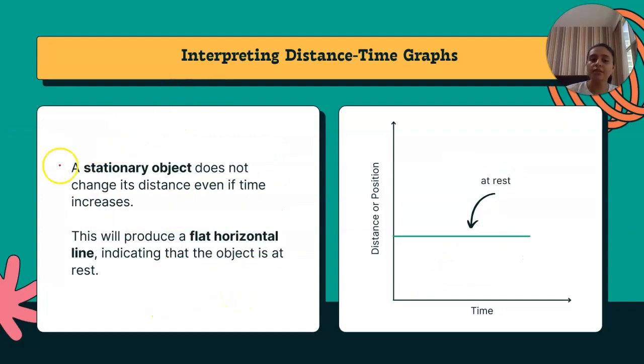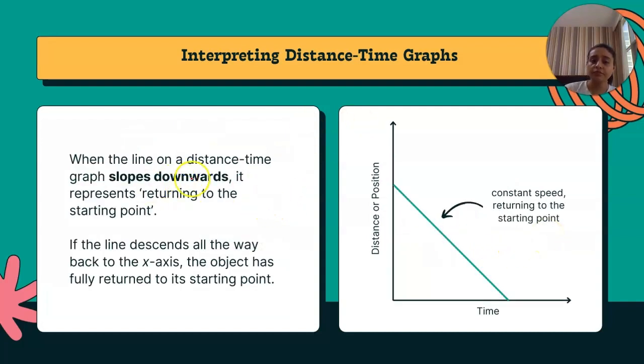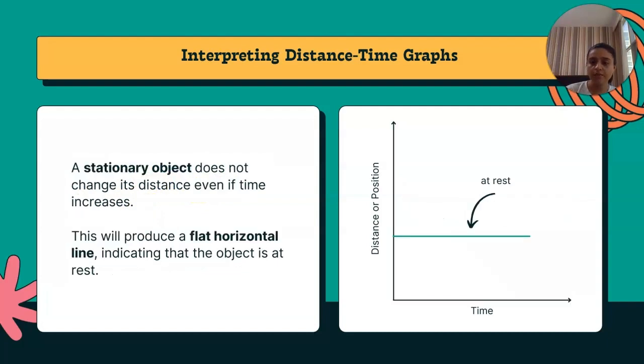So she took a rest, right? A stationary object means an object which is not moving. When Tisha met her friend, she stopped moving. So here is the rest. Tisha is taking rest. And then the slope keeps going downward because the motion is slow now. A stationary object does not change its distance even if the time increases. So this will be flat.